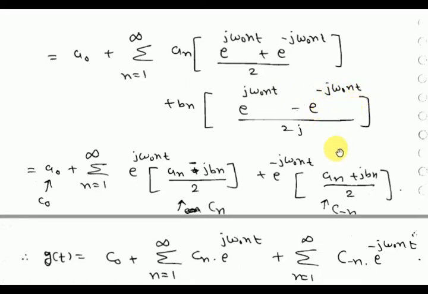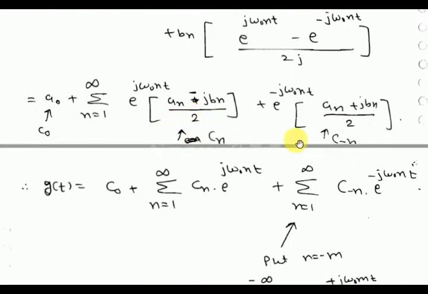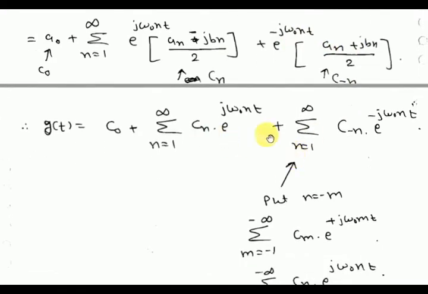Let's assume this is theta. So if you take the common terms, you will find it like this. Here n is positive, that's why this will be cn. Here n is negative, that's why this will be c minus n. Put cn here and c minus n here. So we have to change c minus n to cn.